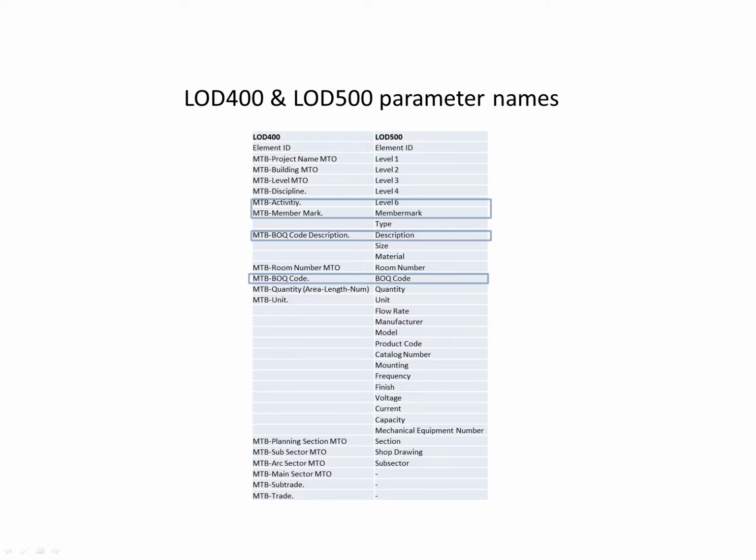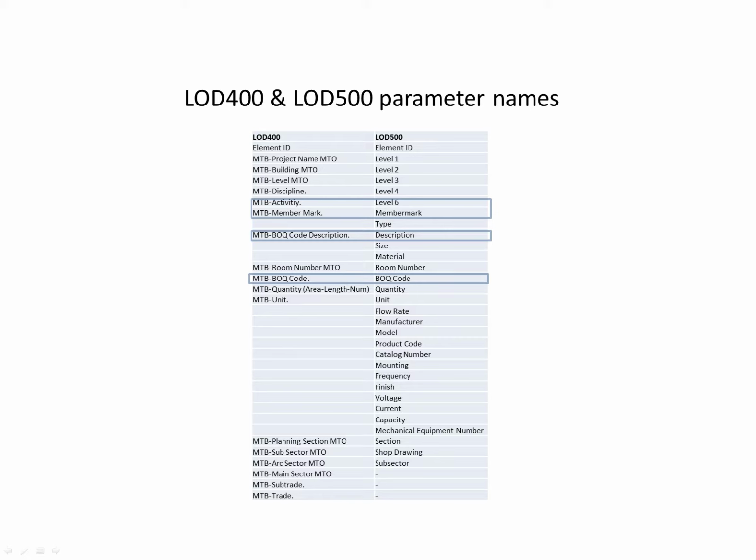For us, actually, the most important part is what I marked with rectangles: activity, member mark, BOQ codes, descriptions, and BOQ codes, okay? The others are more general parameters, where, as I said, you give the same value to all the items. Suppose you are writing project name. Project name is MTB here. So you are writing MTB for all items in the project. Okay. So it's a very general, very easy parameter.